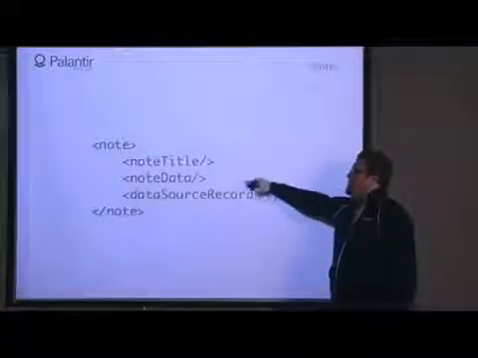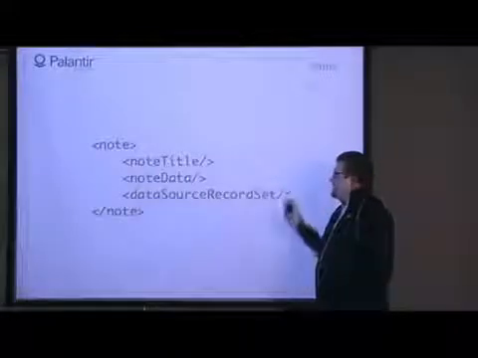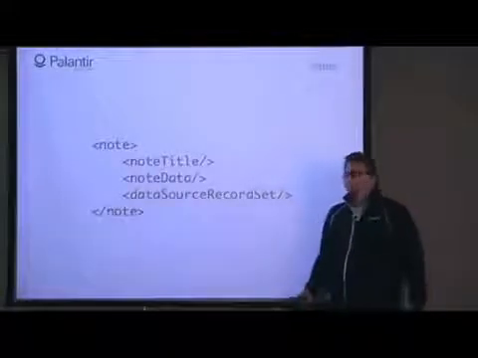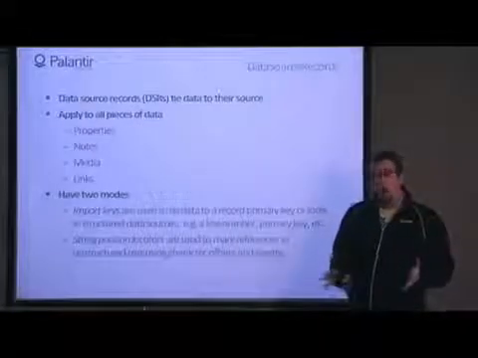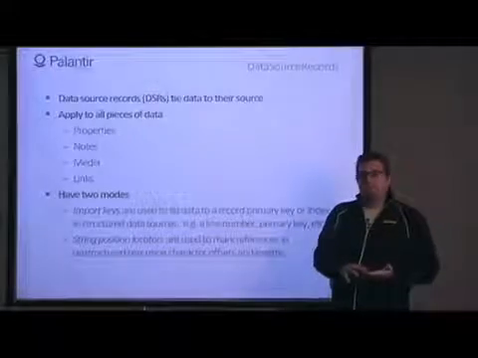Note is probably the simplest of them all. It has an optional note title, the note data, which makes up the note, and again, data source records, which tie it back to its data source. So before we go into the structure of data source records, I just want to explain a little bit more in depth what they are and how they work. So data source records are those pointers that I was talking about that tie data back to their data source. They apply to all pieces of data, which is properties, notes, media, and links.